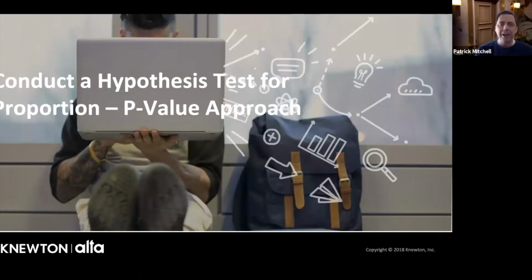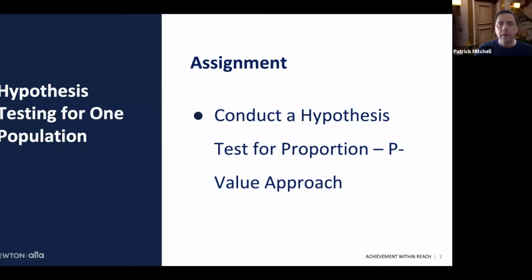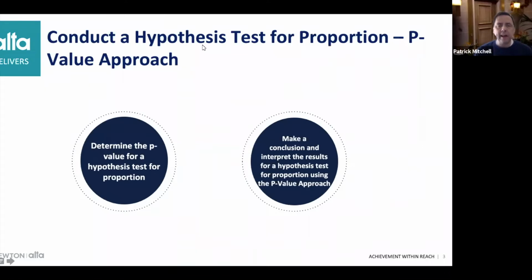We are finishing up Chapter 9 today, talking about conducting a hypothesis test for a proportion using the p-value approach. And that goes along with the assignment of the same name. Our objectives in this section are to determine the p-value for a hypothesis test for proportion and make a conclusion and interpret the results for a hypothesis test for proportion using the p-value approach.